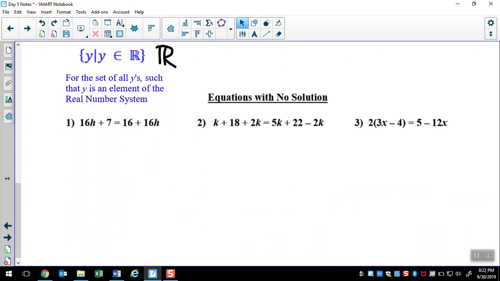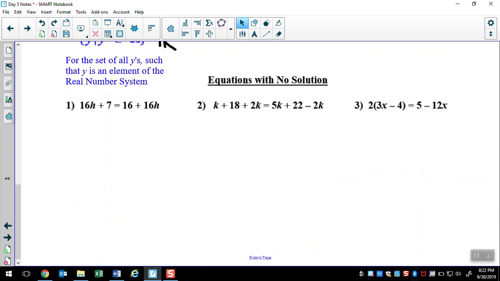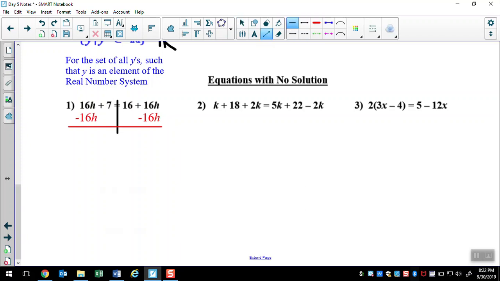All right, let's take a look at equations with no solution now. All right, so draw my line. I need to get my two variable terms together. So I'm going to take this 16h and move it over to the left, and do that by subtracting 16h from both sides. And when I do that, these two here will cancel each other out. Come over here to do my math, and 16 minus 16, well, that also equals 0. So once again, they cancel each other out. So what are we left with? Well, now we're left with 7 equals 16.